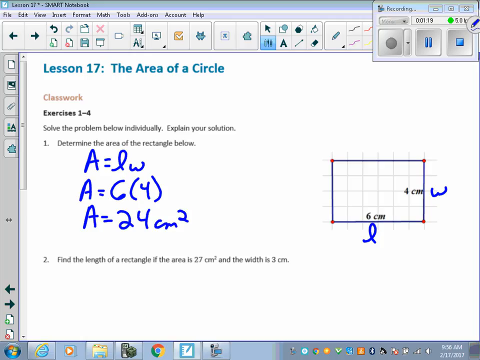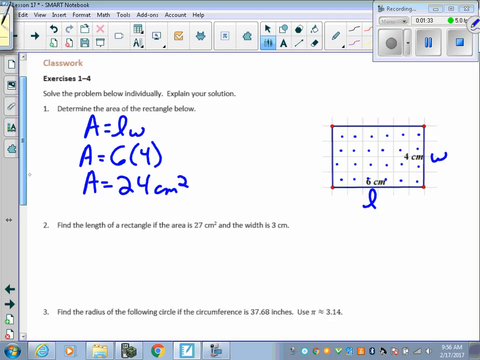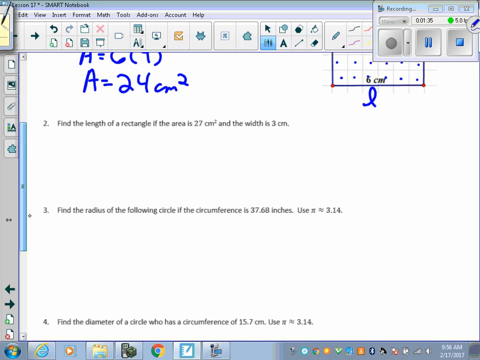All right, but notice that there are 24 squares inside this object. If each one of these squares is a centimeter by centimeter, you would have 24 of them inside, so 24 centimeters squared. For number 2, it says to find the length of the rectangle if the area is 27 and the width is 3 centimeters.